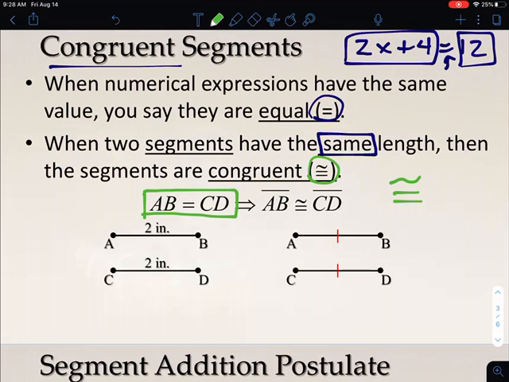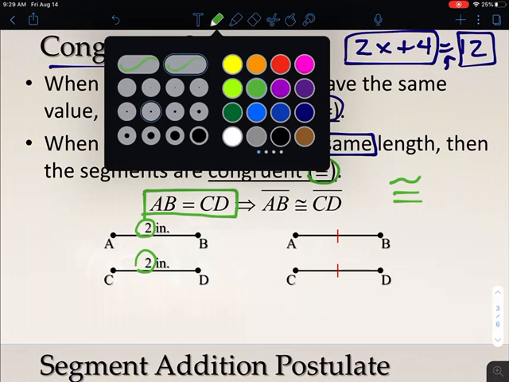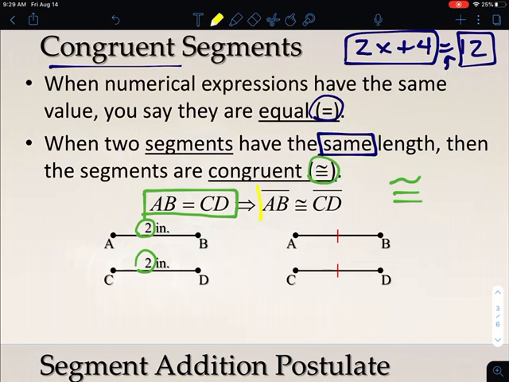We're saying AB is equal to CD. That means the distance from A to B, 2 inches, is equal to the distance from C to D, 2 inches. This number is equal to this number. But if we don't want to talk about the actual length of the segment and instead we want to talk about the actual physical segment, notice on the other side we have line segment AB is congruent to line segment CD.